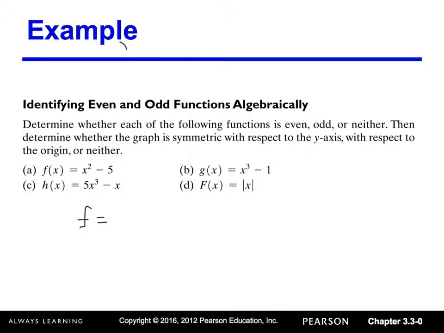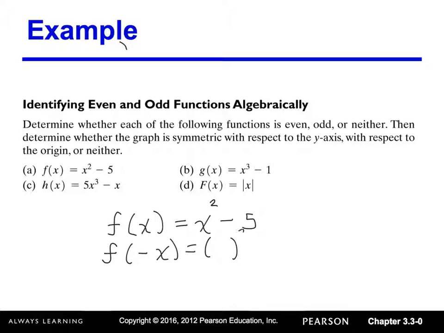So we have the function f of x is equal to x squared minus 5. And we want to see what happens when we substitute negative x in for x. So in this x squared minus 5, the x is going to be replaced with negative x. Well, when you square anything, whether it's positive or negative, you get a positive value. So negative x squared is the same as x squared.